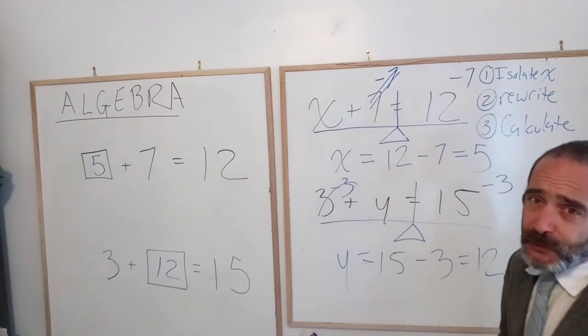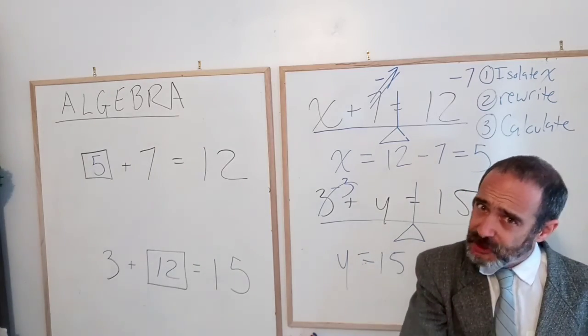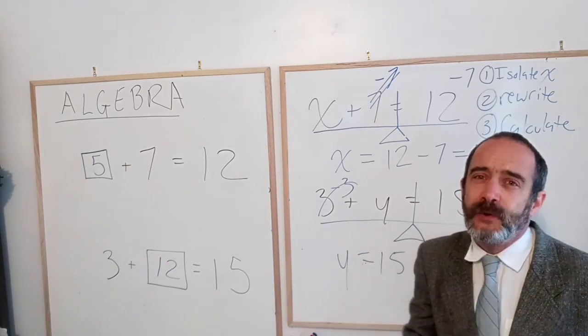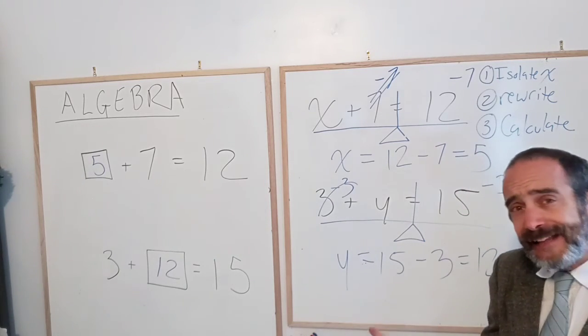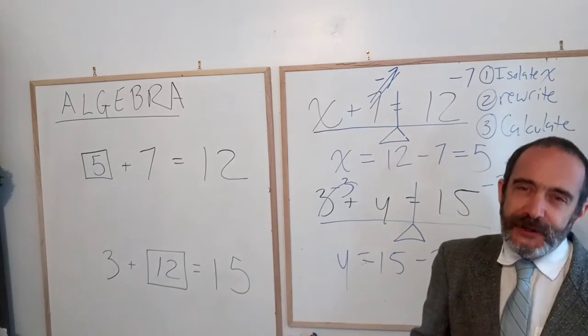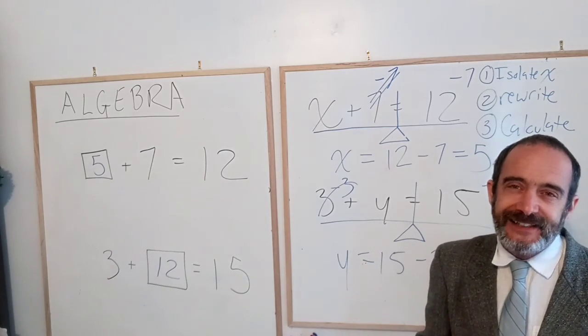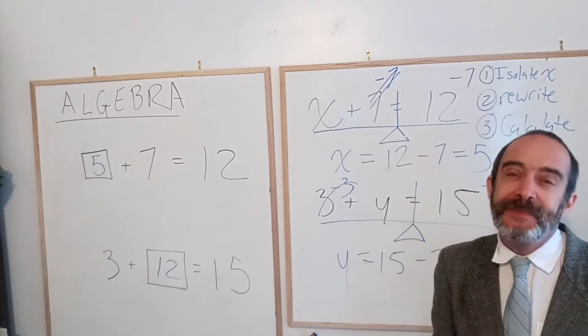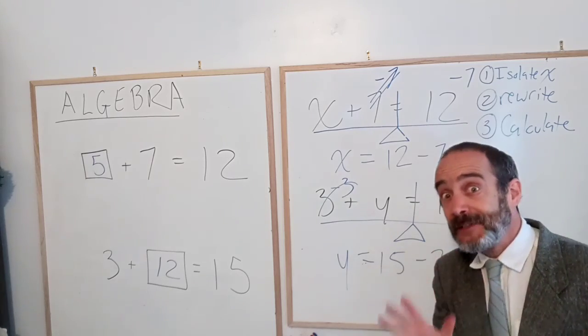So really, what we're doing is just one step of algebra in order to isolate our blank, our letter, and that gives us the value of that letter. That tells us what x or y is, right? So this is algebra, the first steps into algebra.